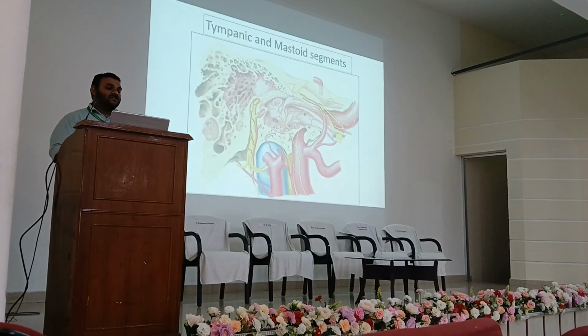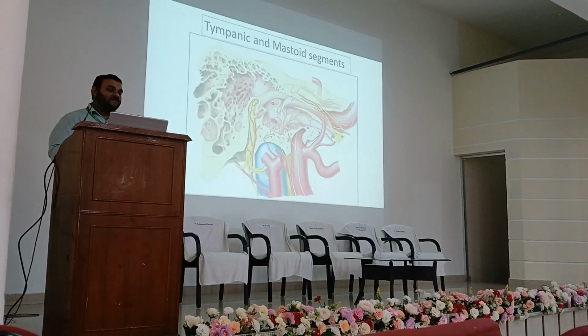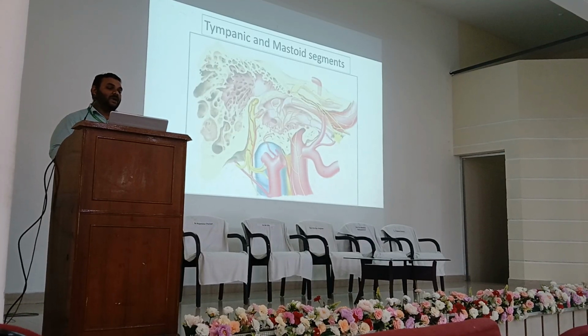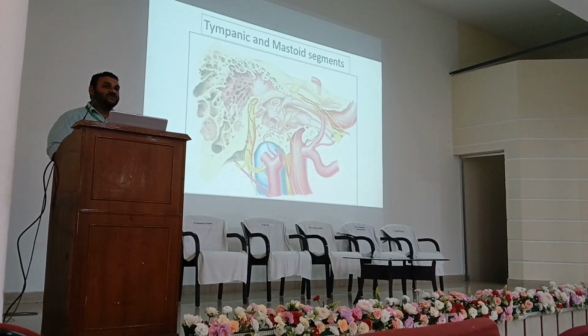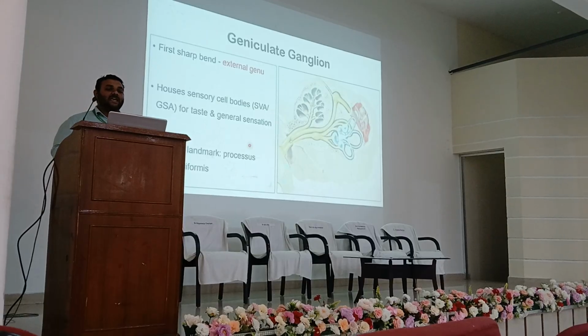This is the lateral view of the petrous part of the temporal bone, and this is the promontory of the middle ear cavity, and this is the tympanic plexus. Behind the middle ear cavity, this is the tympanic part, the horizontal part. The mastoid part runs vertically downward to the stylomastoid foramen.